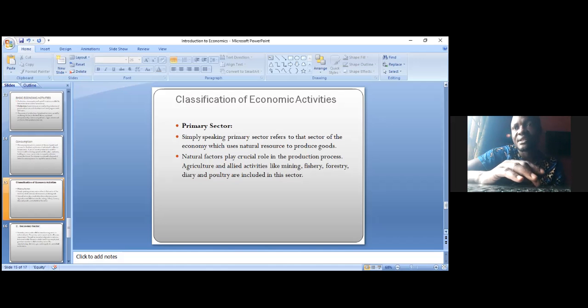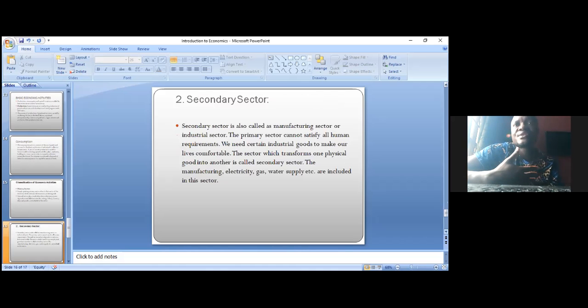So let's move on to the secondary sector. The secondary sector is also called the manufacturing sector or industrial sector. The primary sector cannot satisfy all human requirements. We need certain industrial sectors to make our life comfortable. Primary sector alone cannot satisfy the economy, because you produce cassava, you do your mining, your fishery, your forestry, all those stuff. You need to convert it, you need to put them into manufacturing. You have to use it to manufacture goods and services. How do I mean? To convert those outputs you got from the primary sector, you use it to manufacture something else.